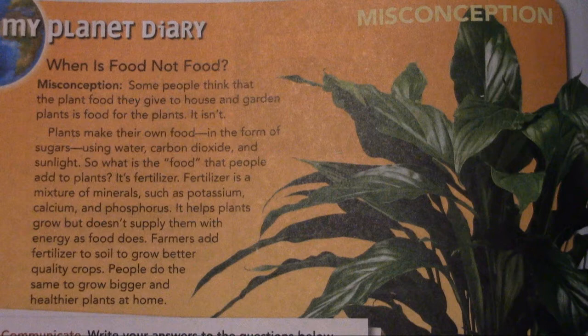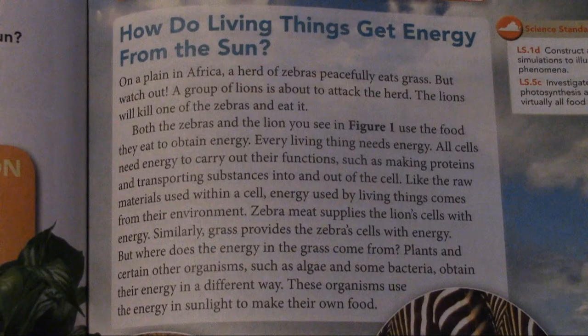Farmers add fertilizer to soil to grow better quality crops. People do the same to grow bigger and healthier plants at home. How do living things get energy from the sun? On a plain in Africa, a herd of zebras peacefully eats grass. But watch out, a group of lions is about to attack the herd. The lions will kill one of the zebras and eat it.